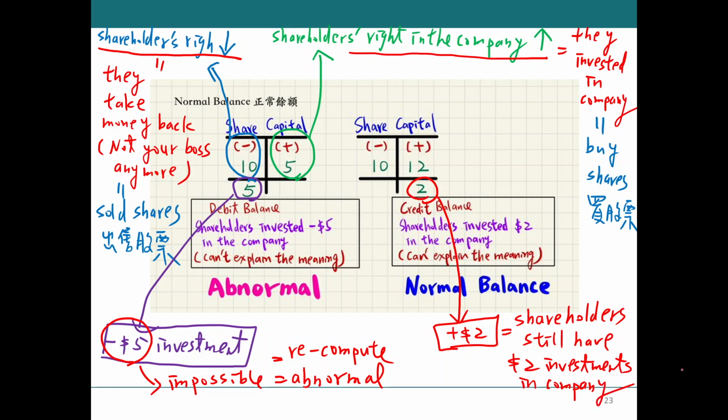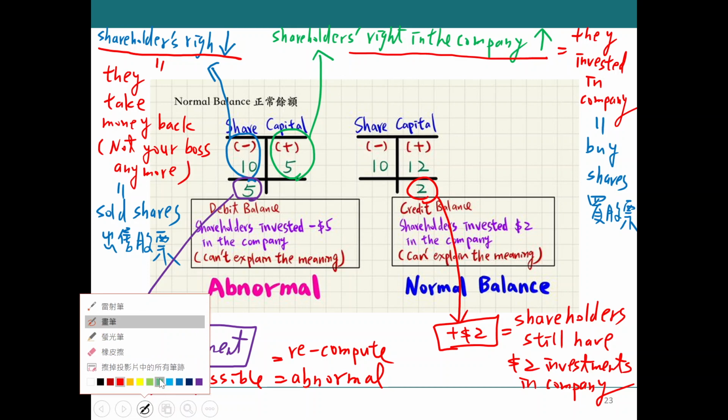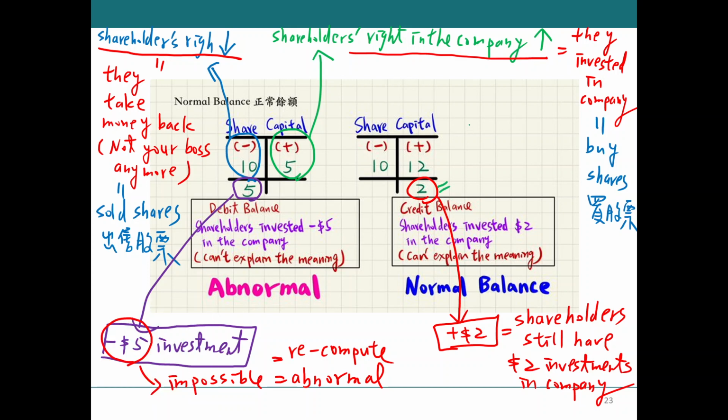Okay? Any questions? So this $2 on credit side is normal. Normal means what? Correct side. So the final number on credit side, this means the final amount on credit side, okay, credit side. So it is normal. Any questions?